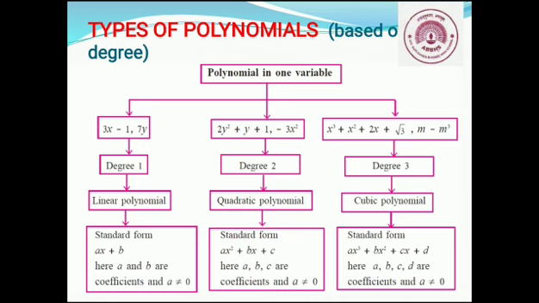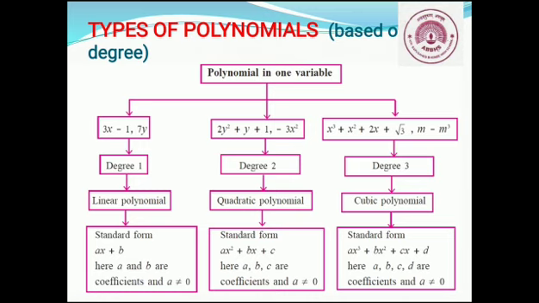Example, 2y square plus y plus 1 or negative 3x square. Here the degree of these two polynomials is 2 and hence they are quadratic polynomials. Standard form of quadratic polynomial is ax square plus bx plus c, where a, b, c are coefficients and a is not equal to 0.